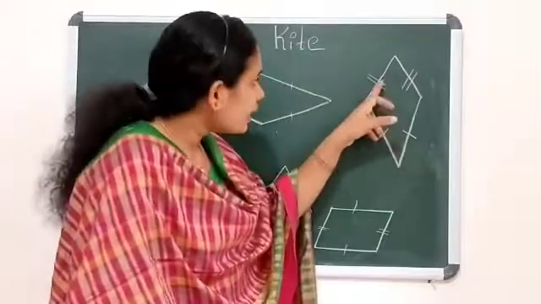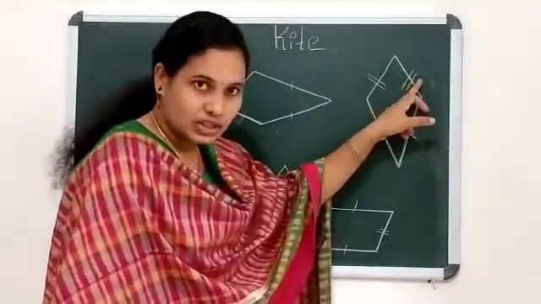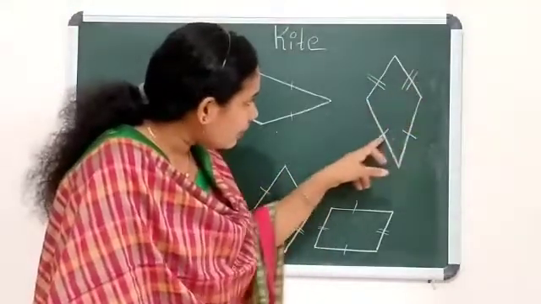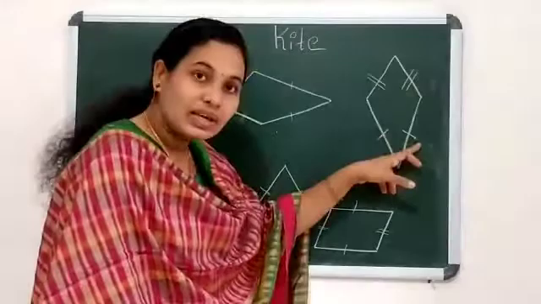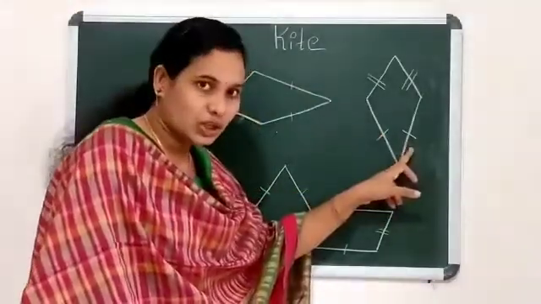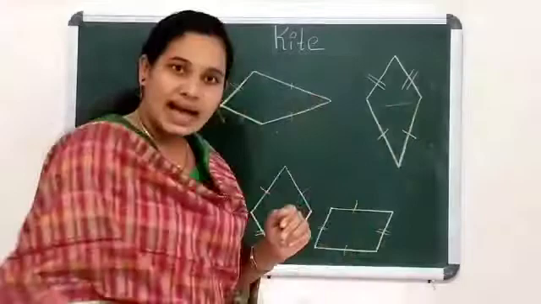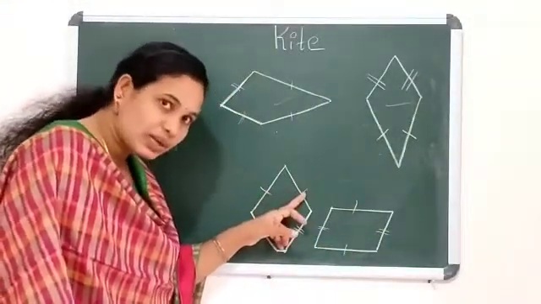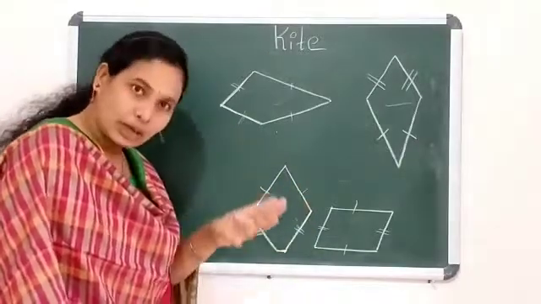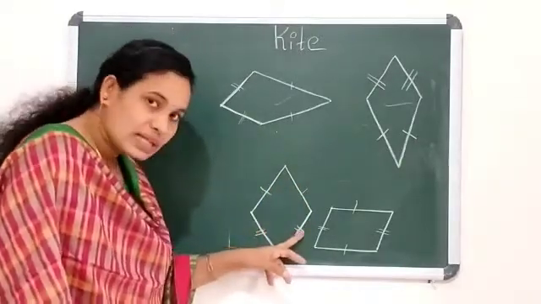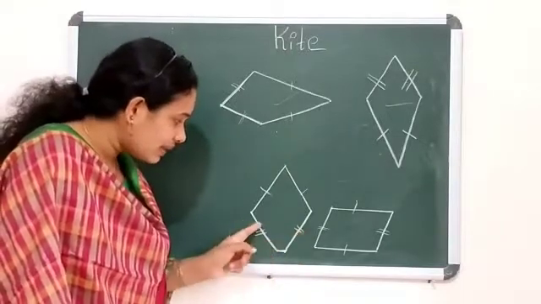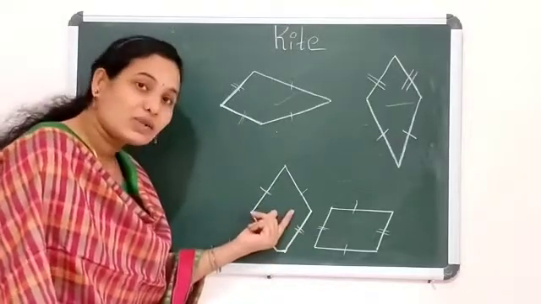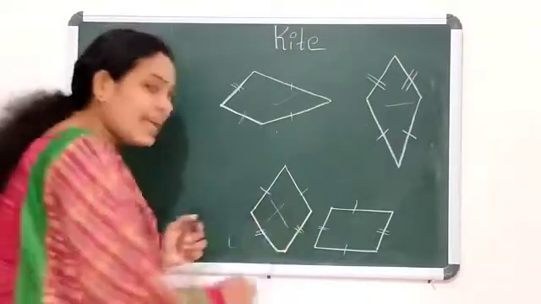Now, what about this one? Here you can see that these 2 sides are consecutive and have equal length. And these 2 sides also have equal length, and these 2 sides are consecutive. So, it is also a kite. Now, what about this one? Here these 2 sides are consecutive and have equal length. Here also 2 sides have equal length, but these 2 sides are not consecutive. And also there is one more side. It is not at all a quadrilateral. So it is not a kite.